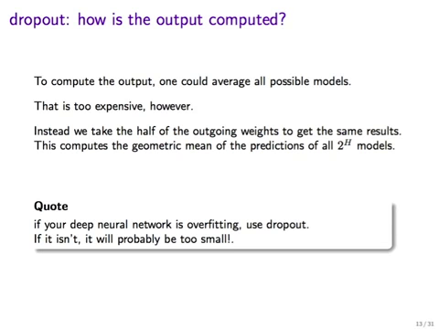Here's one important rule of thumb. If you're training and your neural network overfits your data, you need to use dropout. And if you didn't use dropout and it doesn't overfit, most likely your neural network doesn't have enough hidden units and you need to make it larger.